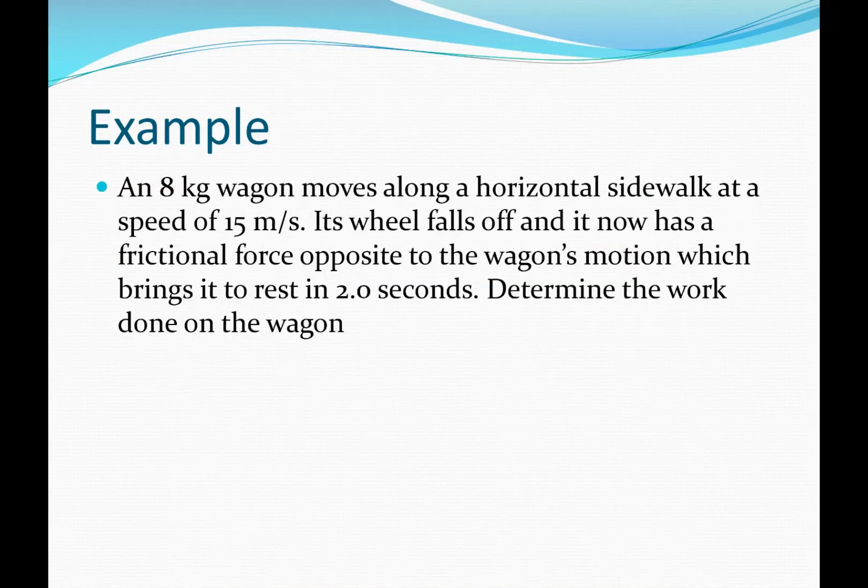Okay, next example. An 8-kilogram wagon moves along a horizontal sidewalk at a speed of 15 meters per second. Its wheel falls off, and now it has a frictional force opposite the wagon's motion, which brings it to rest in 2.0 seconds. Determine the work done on the wagon. So in this case, the work being done on the wagon is what we're looking for, and that is due completely to friction. So that's the work due to friction.